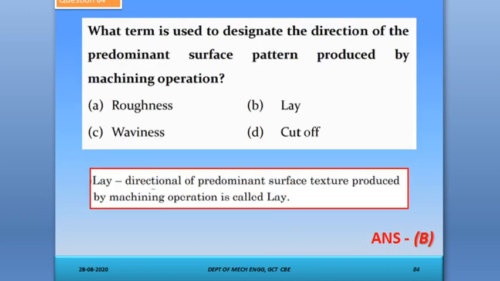What term is used to designate the direction of the predominant surface pattern produced by the machining operation? The term used for the direction of the predominant surface pattern, all the surface markings produced by the machining operation. Here also the answer is lay.